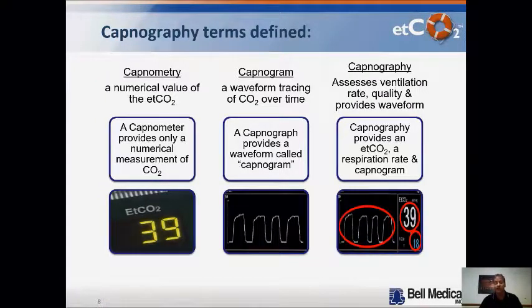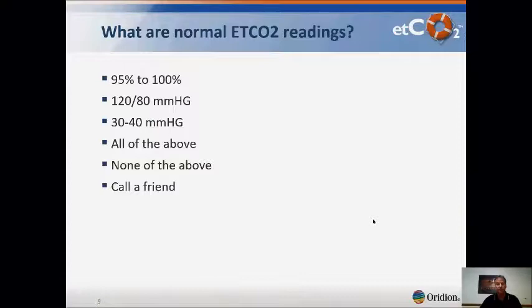So when you're measuring capnography, you have a couple of different terms. You have capnometry, which is just the end tidal reading itself. You have a capnogram, which is just the waveform. And then you have what we call capnography, which is a combination of an end tidal CO2 reading and a waveform, and even an inspired or respiratory rate. So it really combines all the things together.